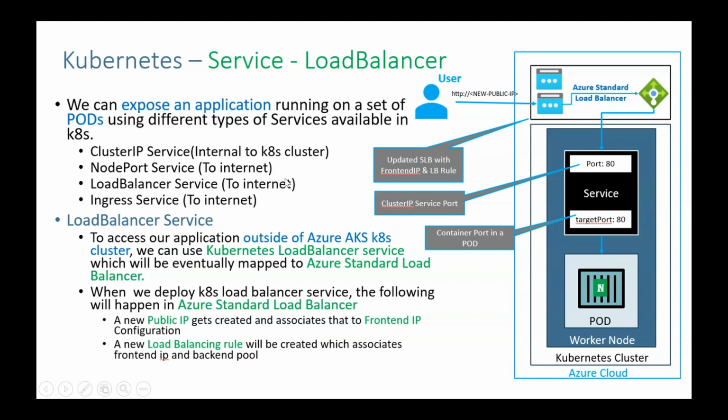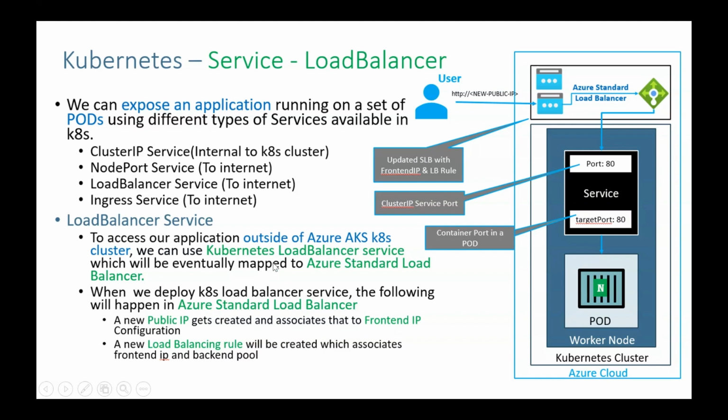We can expose an application running on a set of pods using different types of services available in Kubernetes, like cluster IP internal to the Kubernetes cluster, NodePort service to internet, load balancer service to internet, ingress service to internet. Okay, you can expose these three services to internet, but not the cluster IP service. It will be internal to your Kubernetes cluster only.